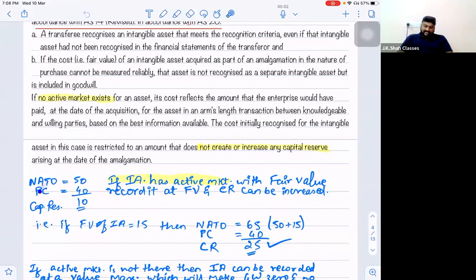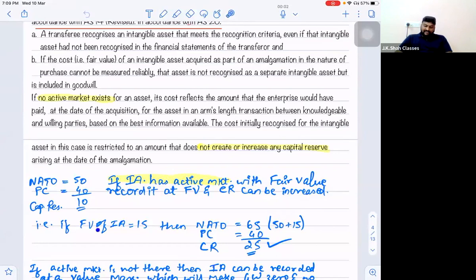So please understand the first example. Sir, net assets is 50 rupees and we paid only 40 rupees. Correct? So there is a capital reserve. Already there is a situation of capital reserve 10 rupees. Now, if intangible asset has an active market with fair value, record it at the fair value and capital reserve can be increased. It can be increased.